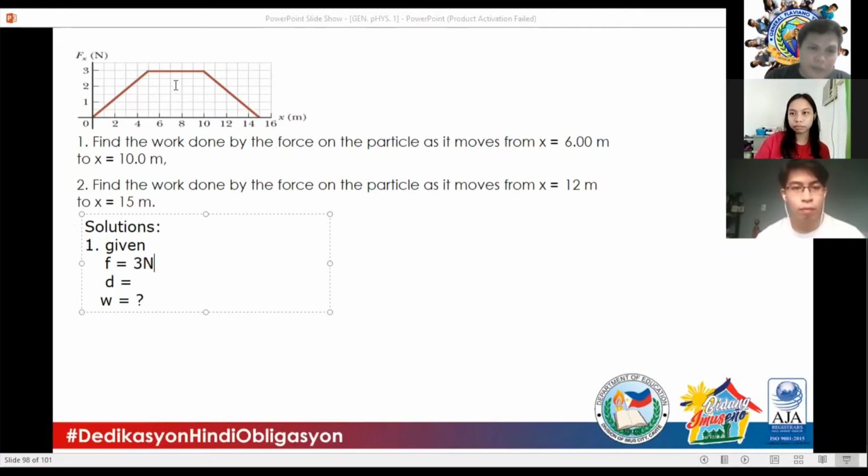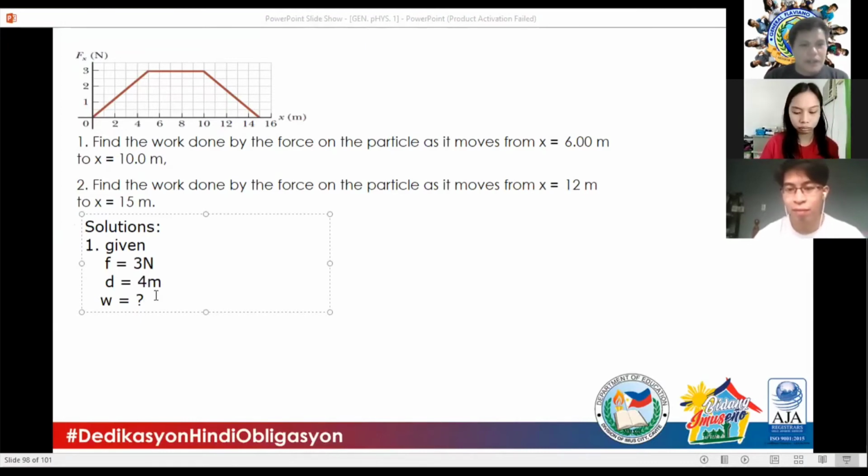Pero since may graph tayo, pwede rin po nating bilangin yung units, di ba? Pwede rin natin bilangin by units. So from 6 meters, nandito yung 6 meters hanggang 10 meters. Ilang units yan? 1, 2, 3, 4. 4 units. So, sinubtract din ni Edwin, 4 units din. So, that is 4 meters. Ay, small letter. 4 meters.